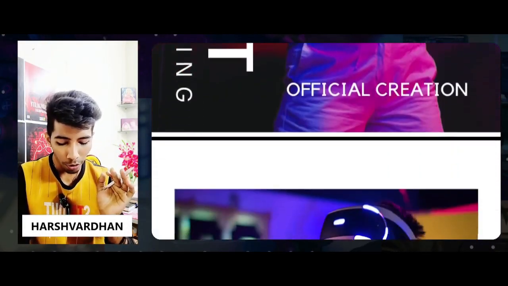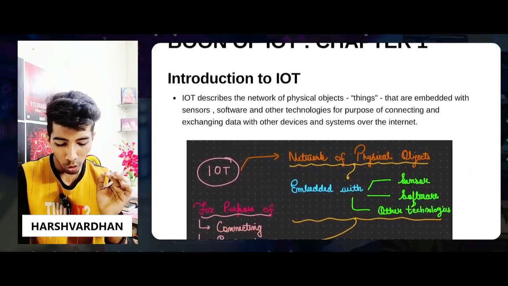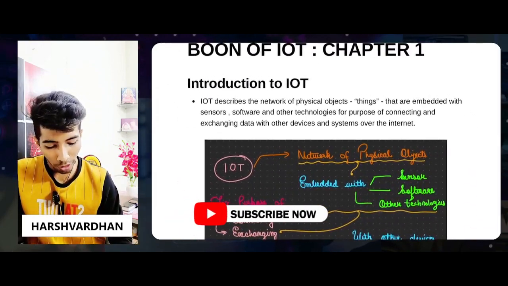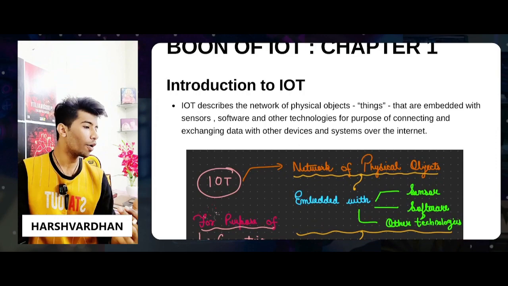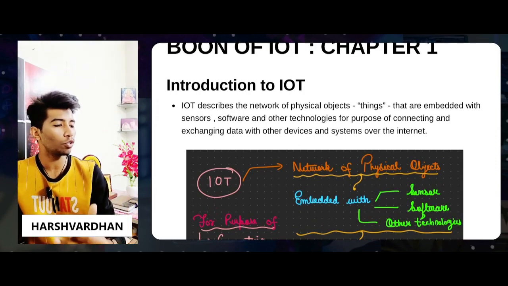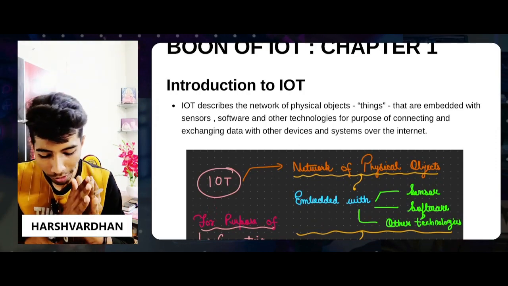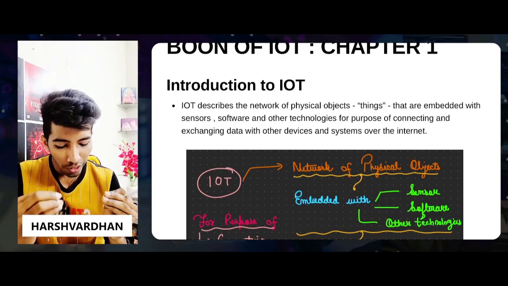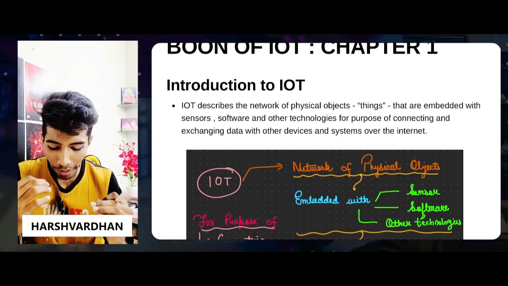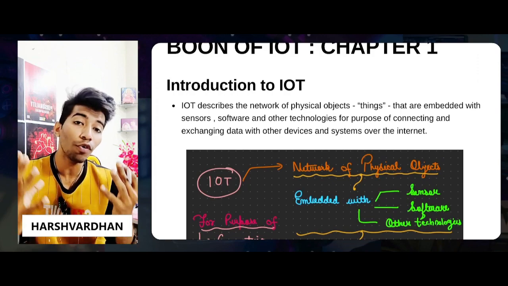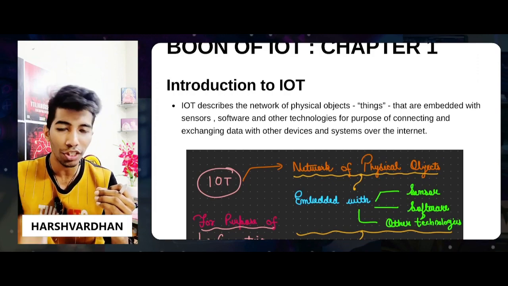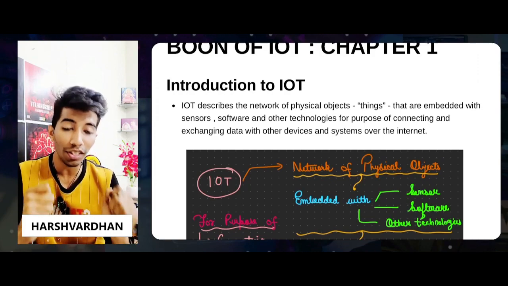Talking about IoT or Internet of Things, what do you actually know or what do you actually learn about that? So let's understand that first in detail and then we will move forward. IoT describes the network of physical objects or things that are embedded with sensors, software and other technology for the purpose of connecting and exchanging data with other devices and systems over the internet.